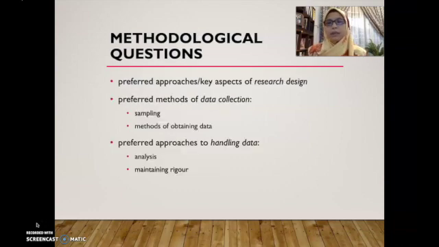And when it comes to the methodological questions, what would be the preferred approaches, the key aspects of research design? What would be the preferred methods of data collection? And you have to take into consideration the sampling that you use and the methods of obtaining the data. And of course, you need to think of what would be the preferred approaches to handling the data in terms of data analysis, as well as to maintain the rigour of the data that you have analyzed.